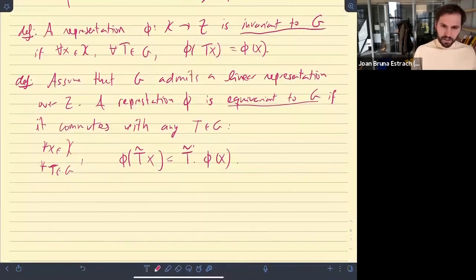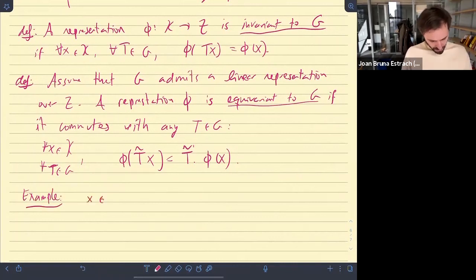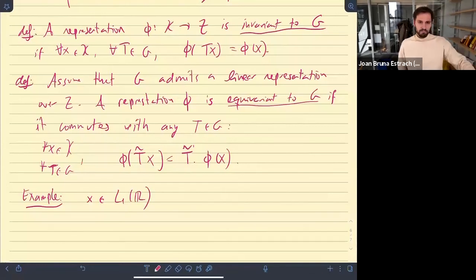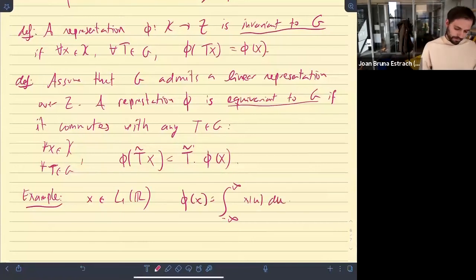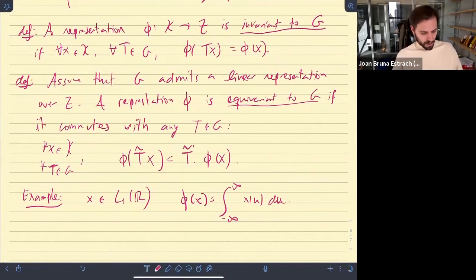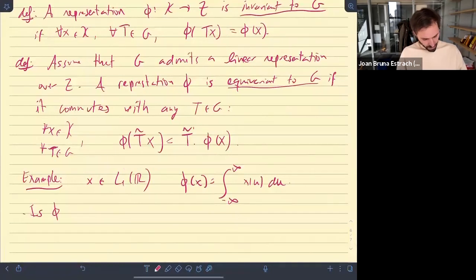All right. Just to make sure that we are comfortable with what these two notions mean, let's look at a very simple example. Let's consider signals that are integrable, like L1. I take an integrable function on R, and I consider as a representation just integrating x, the integral of the function. Is phi invariant to translation? Let's verify that.